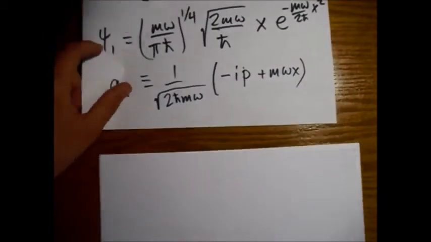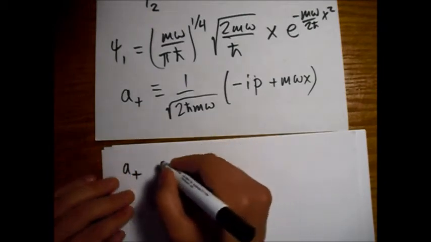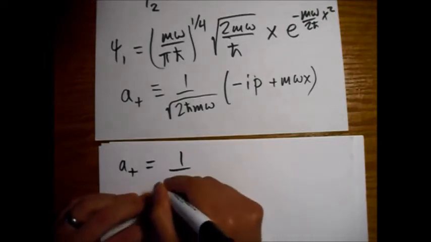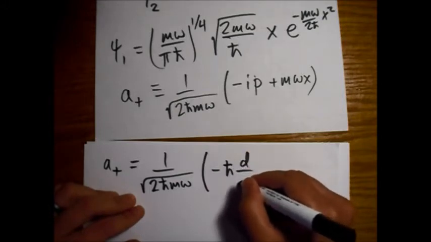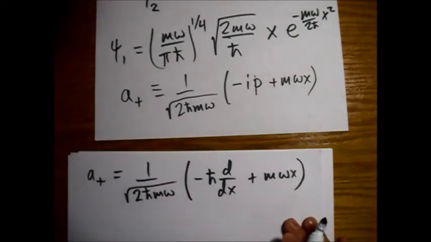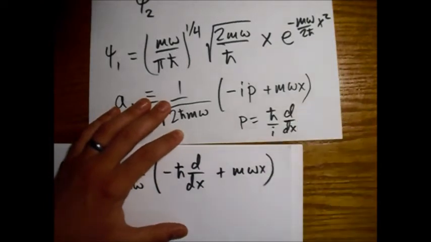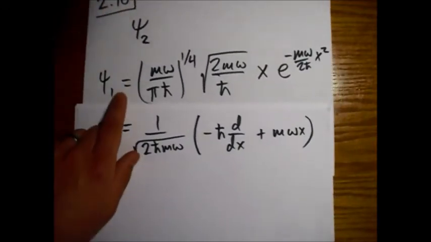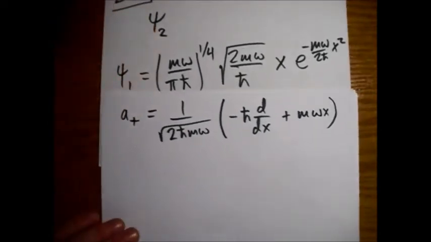When we turn this into an actual operator, we end up with 1 over the square root of 2 h bar m omega, and in here we have minus h bar times the derivative with respect to x, plus m omega x. Because p is just equal to h bar over i times the derivative with respect to x. Now we have this, and we can get to work on the second excited state that we want here.